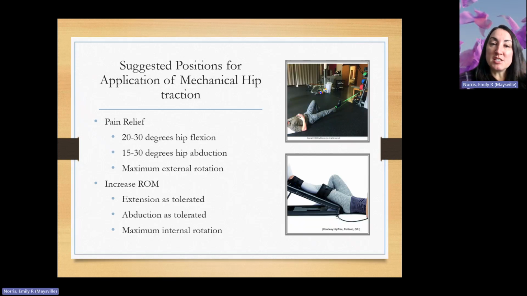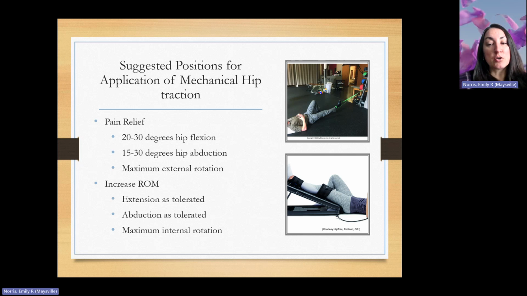Some suggested positions for mechanical hip traction. If your goal is to relieve the patient's pain, then this top picture is where you would go. You're going towards hip flexion, abduction, and external rotation, which, if you remember, is the open pack position for the hip. That's the position where the bones are most open, so there's the least impingement, and that would be the most comfortable for the patient.